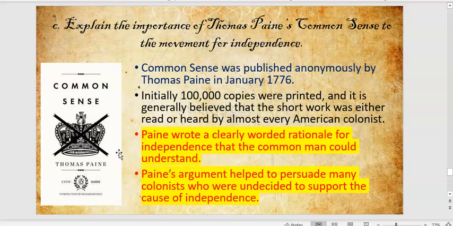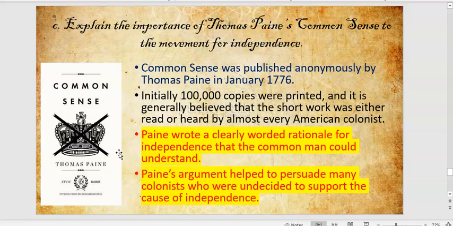100,000 copies are printed at first. So we got 13 colonies. You have 100,000 copies that are kind of distributed amongst everybody, right? And what they say is that pretty much every American colonist either read it themselves or they heard someone else read it. Okay, so amongst all these people living in the colonies, 100,000 copies, basically they think every colonist either read it or heard it, okay?